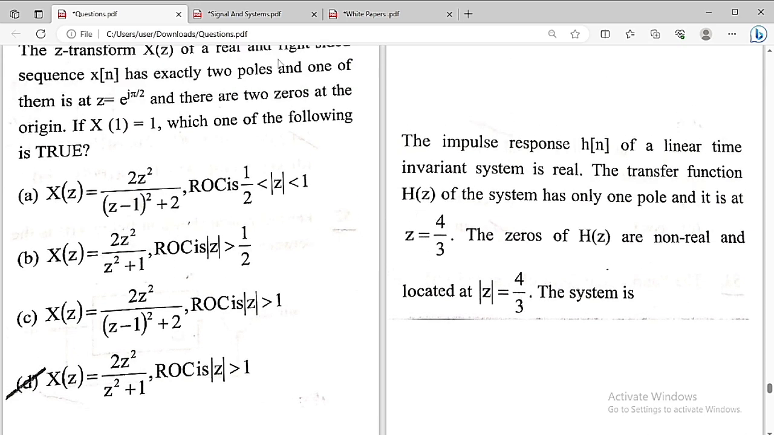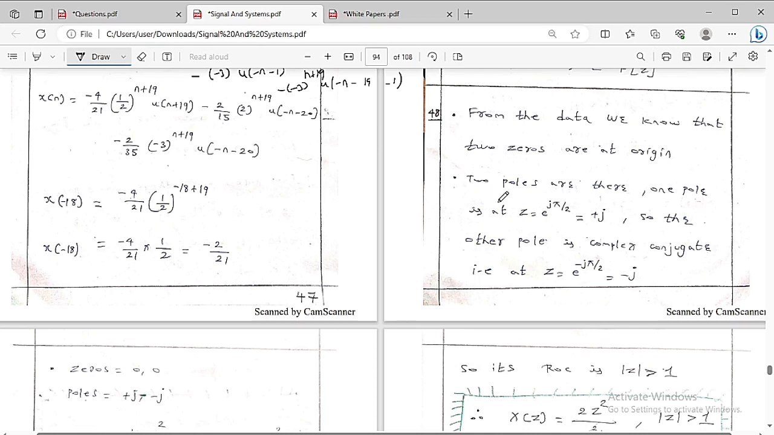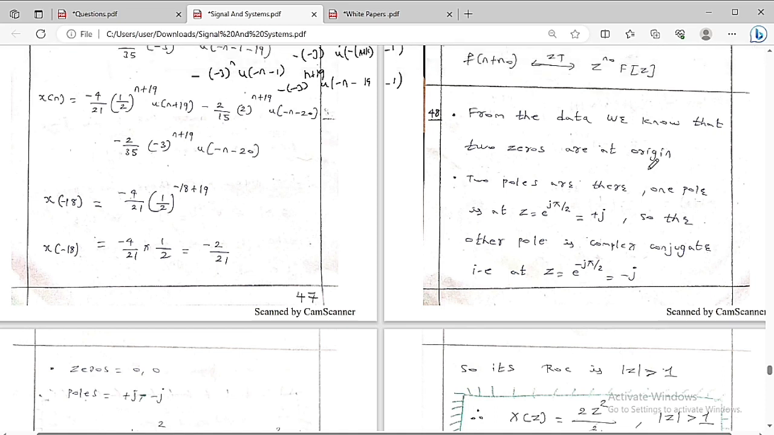So let's solve this numerical. From the data, we know that there are two zeros at the origin. So in X of z, they have mentioned that there are two zeros present at the origin. Two poles are there. One pole is at z equal to e to the power of j pi by 2, which is nothing but plus j.